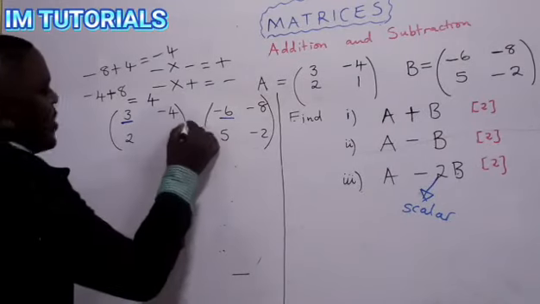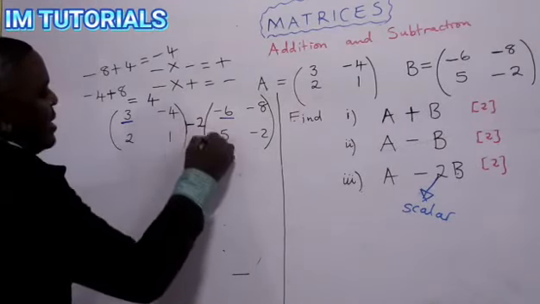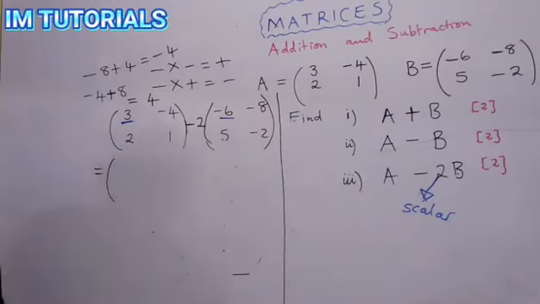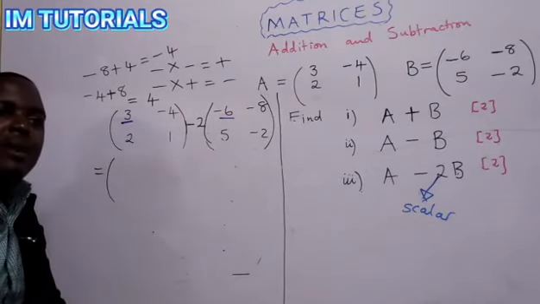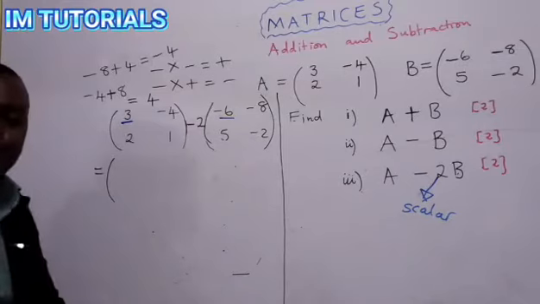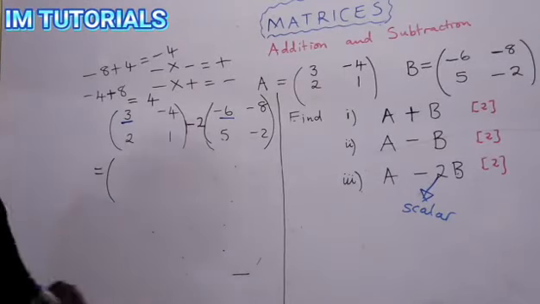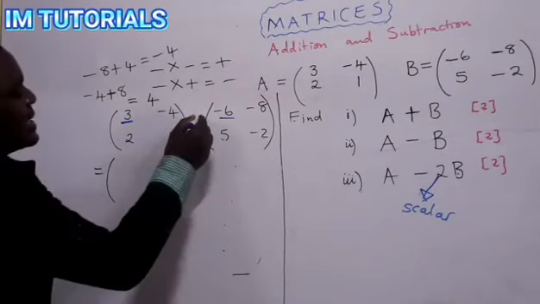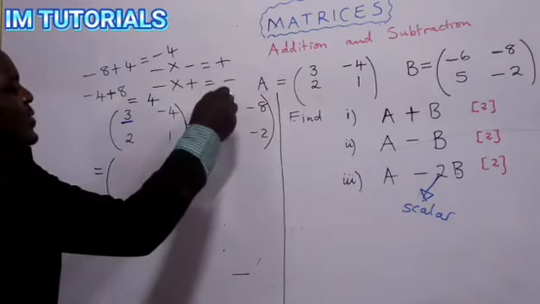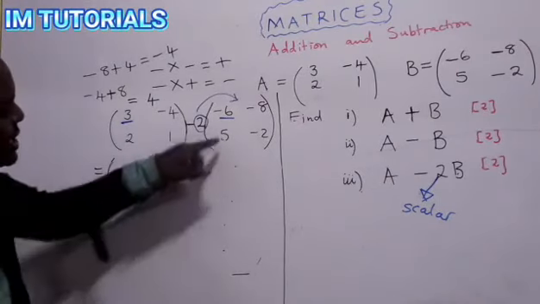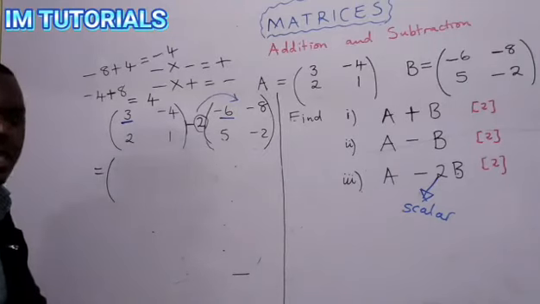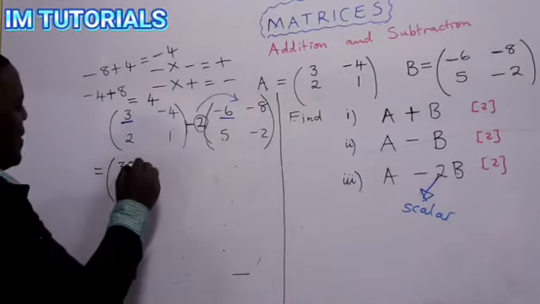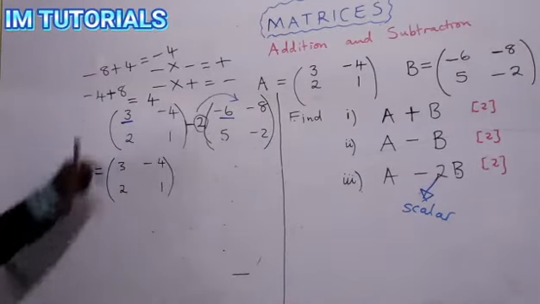Right. So this time we have negative 2 in between. So you are not allowed to subtract, neither are you allowed to add before the introduction of the scalar. So before we can even do this subtraction process, this scalar too must be introduced by multiplying each and every term inside the bracket before we do the subtraction sign. Right. So we have 3, 2, minus 4 and 1. I'm going to copy and paste them.